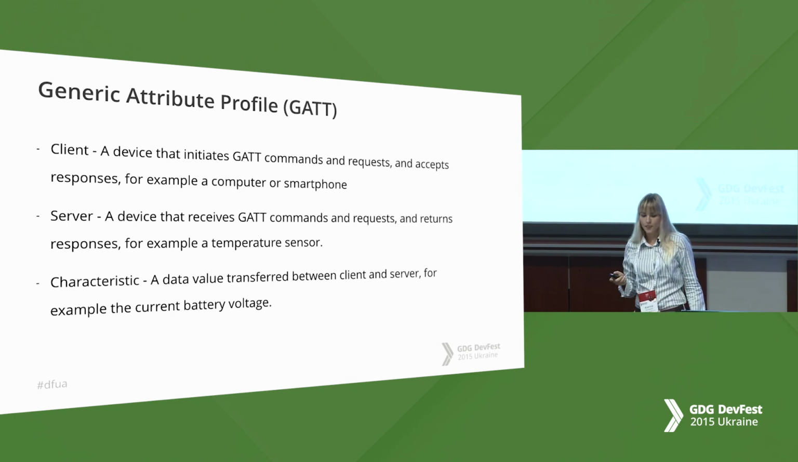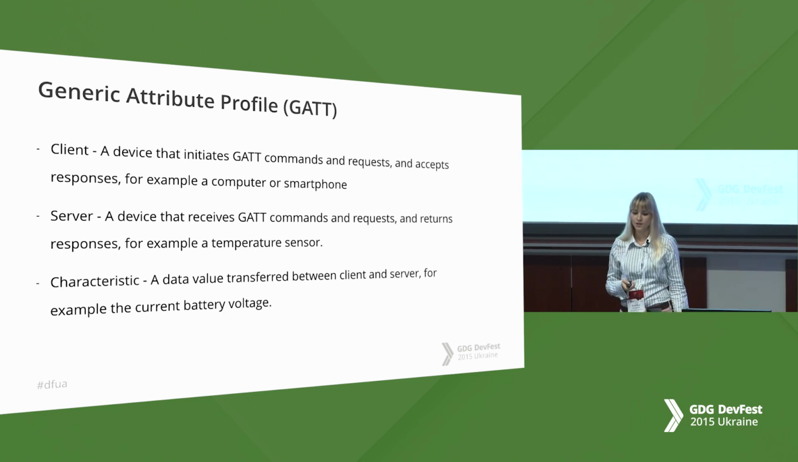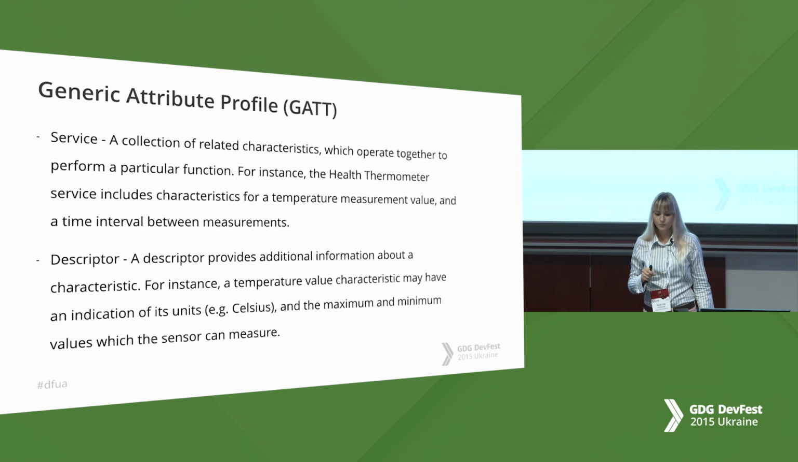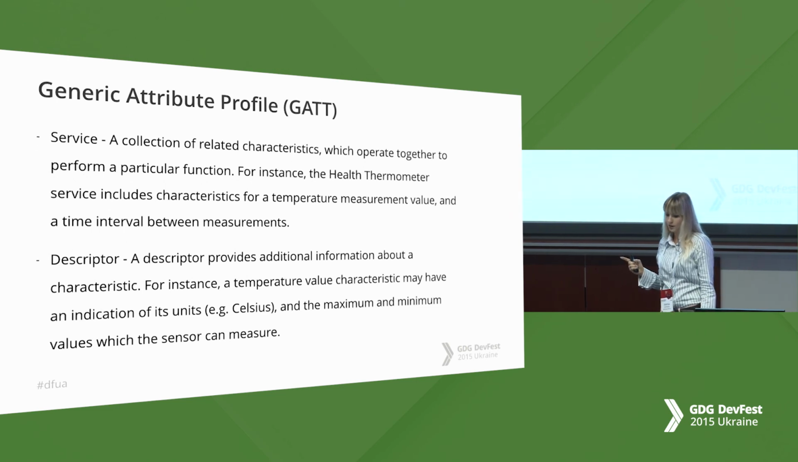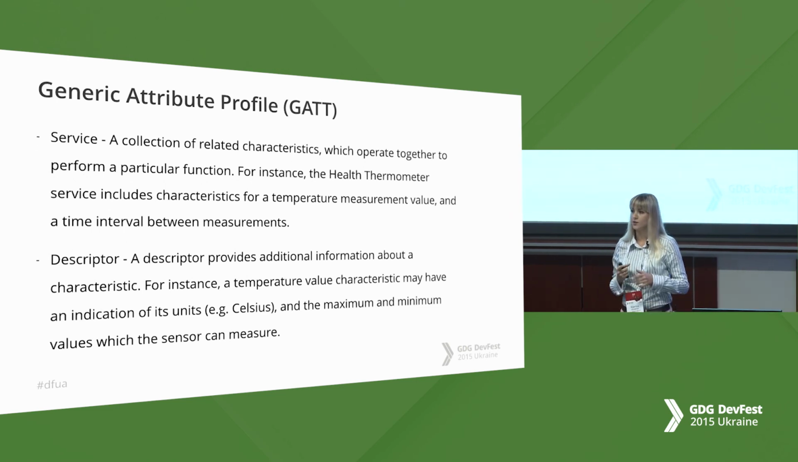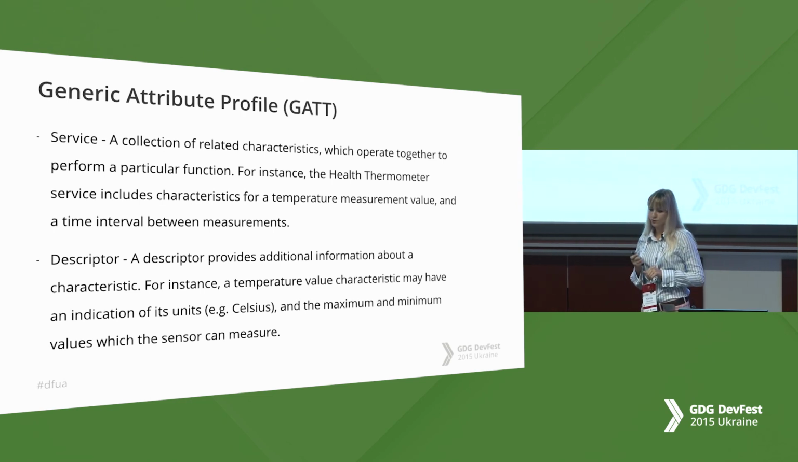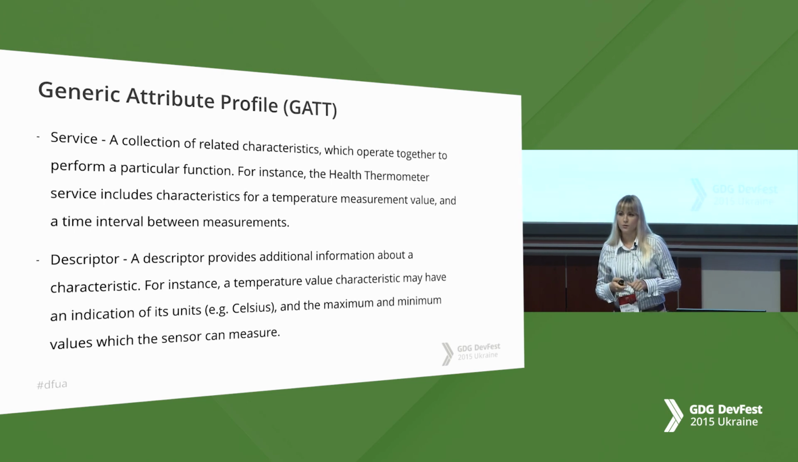And the signal consists of characteristics. This is data transferred from one Bluetooth device to another. A service is a collection of related characteristics. For example, if we have a health thermometer, our service will include the characteristics of temperature measurement and the time interval between measurements. And a descriptor is a more human-readable definition of our attribute, and could include some more specific information about the attribute.